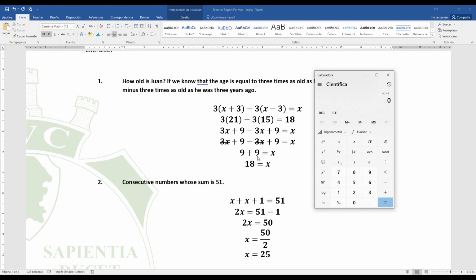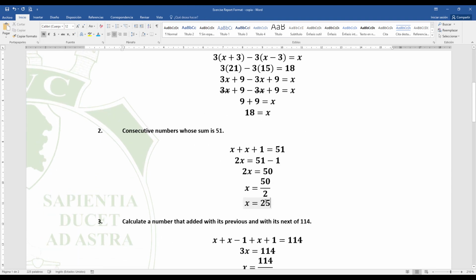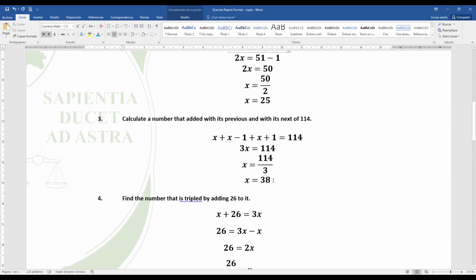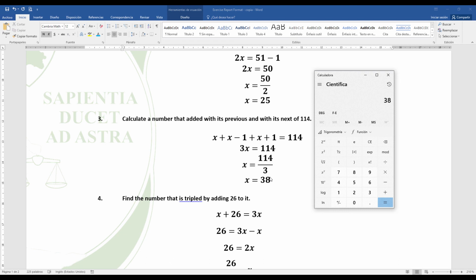less, 18 is equal to 18. And here is easier. 25 plus 25 plus 1 is 51. It's correct. And here you need to use 38 plus the previous, 37, plus the next, 39, equals 114.